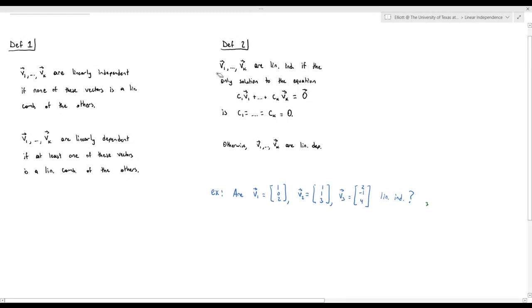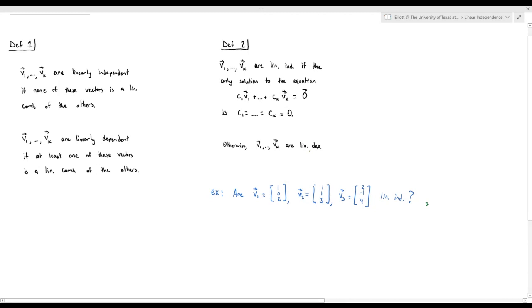So definition 2 says that these vectors v1 through vk are linearly independent if the only solution to this equation here is the solution where all of the coefficients, so c1 through ck, are equal to 0. Otherwise, if this is not the only solution, then the vectors would be linearly dependent instead, okay?